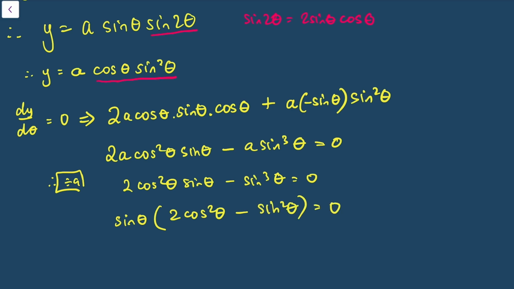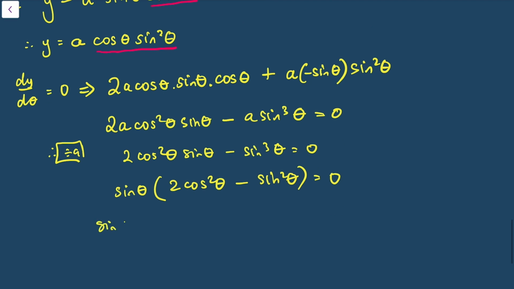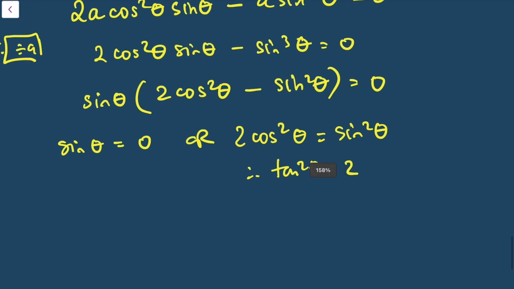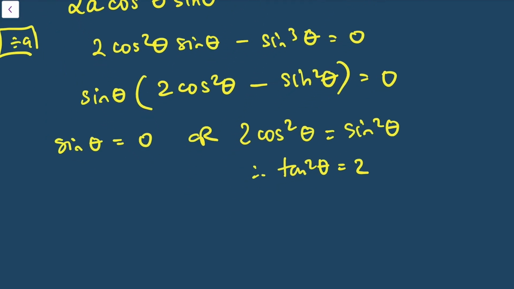This means that either sine theta equals 0 or this bracket equals 0, which means if I rearrange the bracket and move sine squared over, I'll get this. And then I'm going to divide by cos squared to turn this into tan squared. So therefore tan squared theta is equaling to 2. Now I know the solution for sine theta.